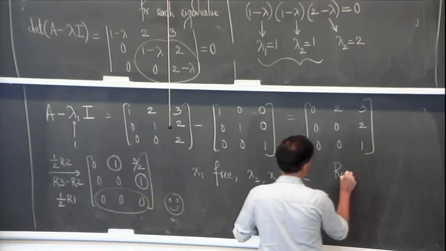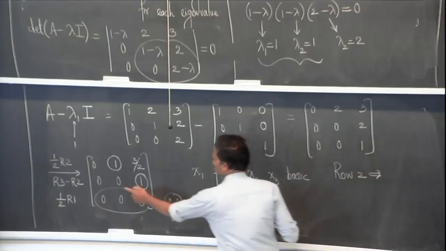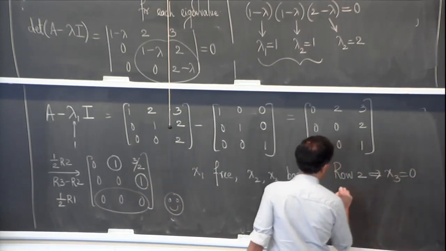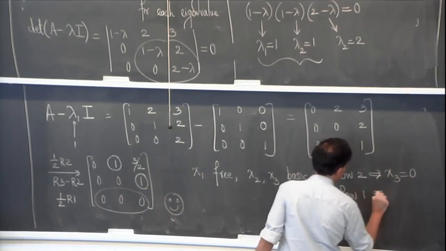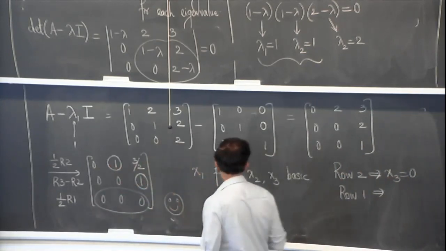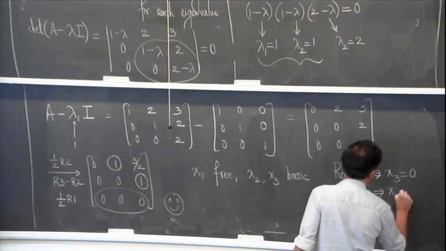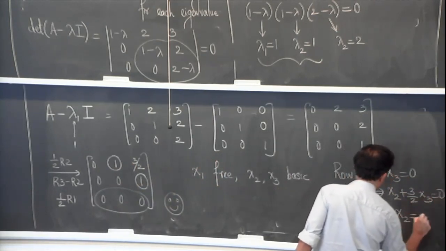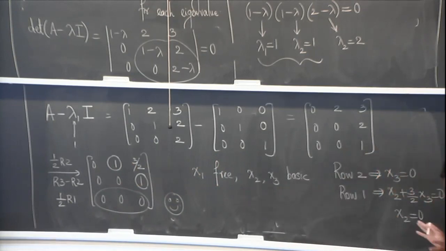So row 2 gives you X3 equal to 0. Row 1 gives you X2 plus 3/2 X3 equal to 0. So X2 equal to 0. Remember, I told you that the vector cannot be 0. An eigenvector has to be a non-zero vector. It looks like we are doomed. X3 is 0, X2 is 0. What is my ray of hope here?